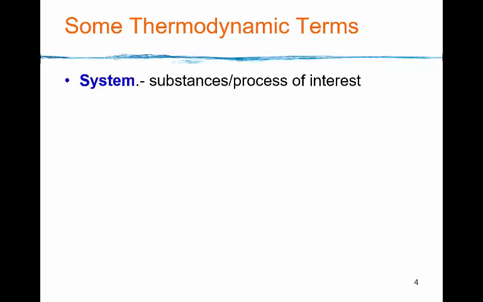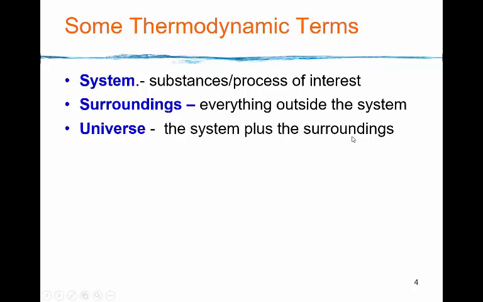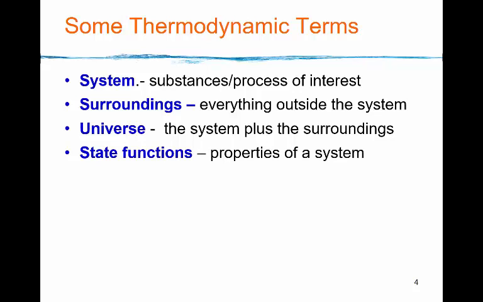So some terminology. System is what we're looking at, and that's like what's in the beaker, where the reaction is occurring. The surroundings is everything outside of our system that we're looking at. And the universe is just a general term for everything. The system and the surroundings all come together because everything reacts and has an action upon something else as we go through these. A state function is a property of the system.